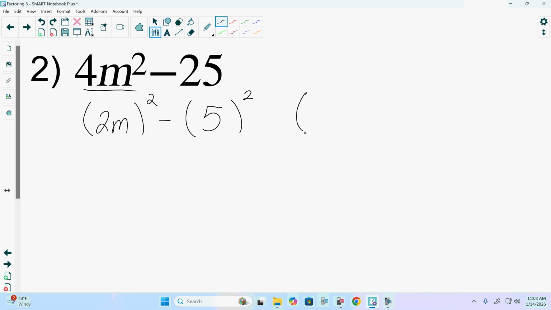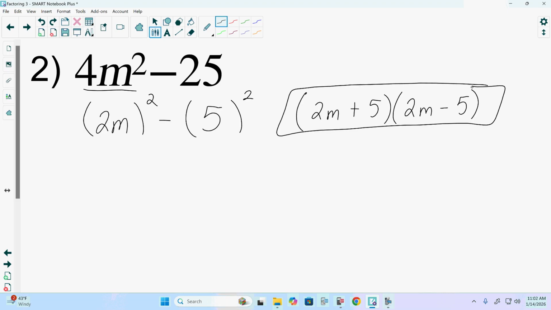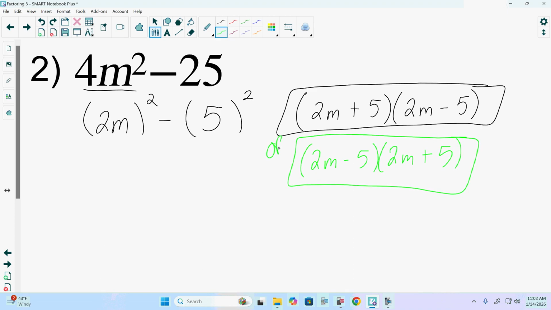So this is going to factor into the form of a plus b times a minus b, where a is 2m and b is 5, so we get 2m plus 5. And then our a minus b would be 2m minus 5. I will say, we don't have to put the plus first. Because of our properties of multiplication, 2m minus 5 times 2m plus 5 is the exact same answer. There is no difference between the two. We just got to put one or the other.